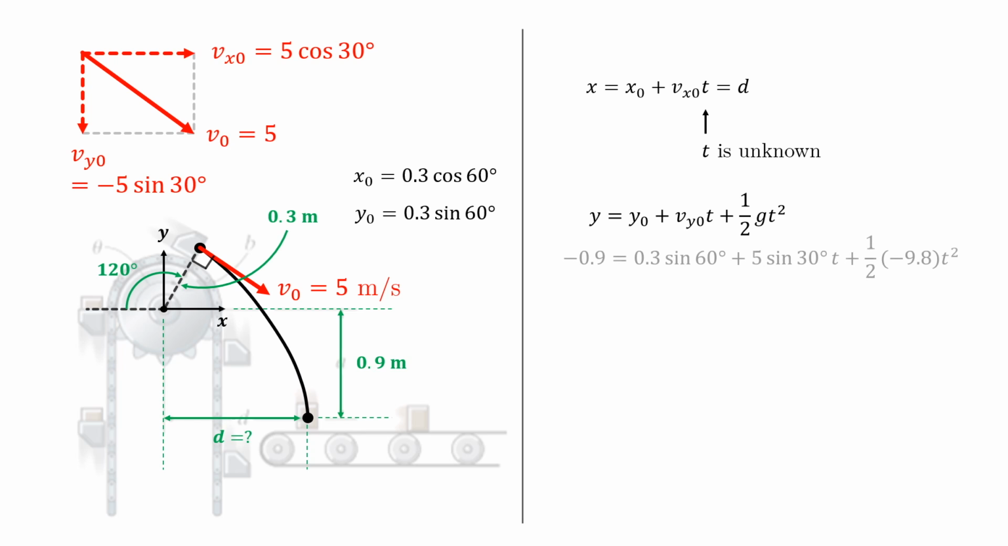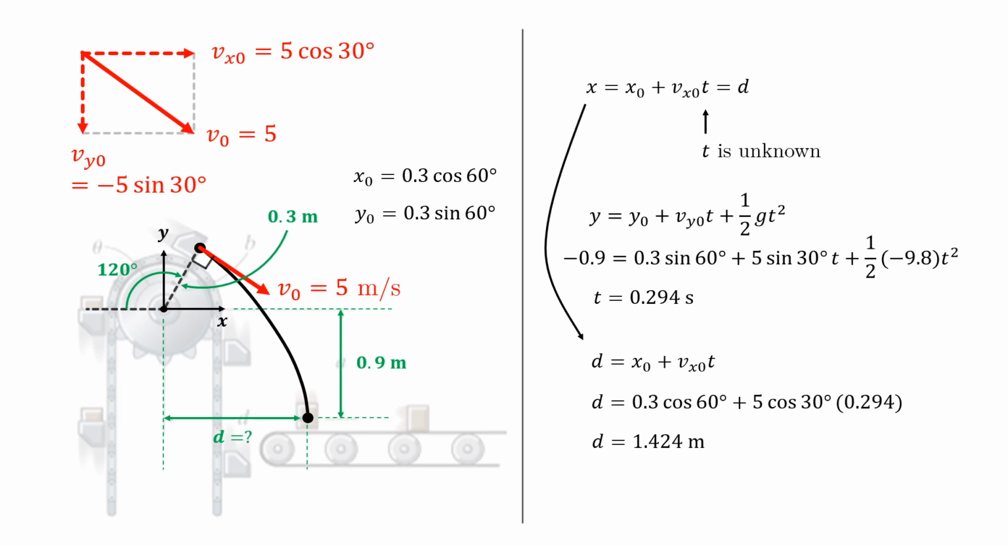If we substitute in the initial height, final height, and the initial velocity, we get an expression that is only in terms of t. It's a degree 2 polynomial, so we can solve it using the quadratic formula, and that gives us the result t equals 0.294 seconds. This is how much time it takes the block to fall and hit the lower conveyor. Now we can find the distance d using the equation for horizontal position. We substitute in the initial horizontal position, the initial horizontal speed, and the time taken to fall. This gives us the answer of d equals 1.424 meters.